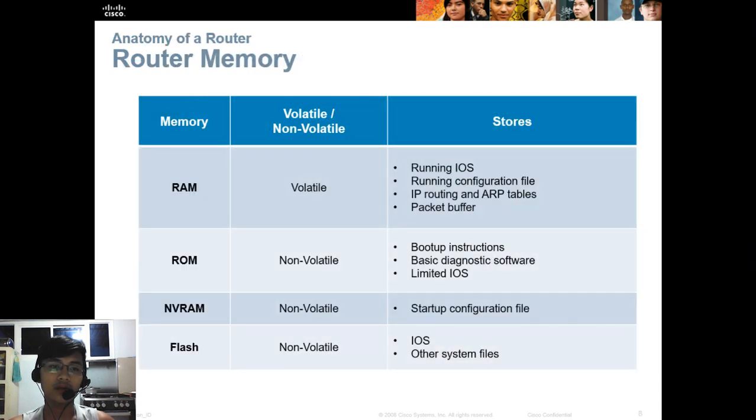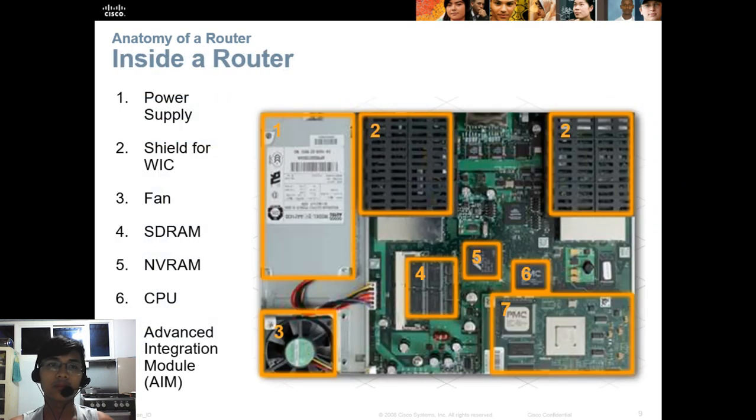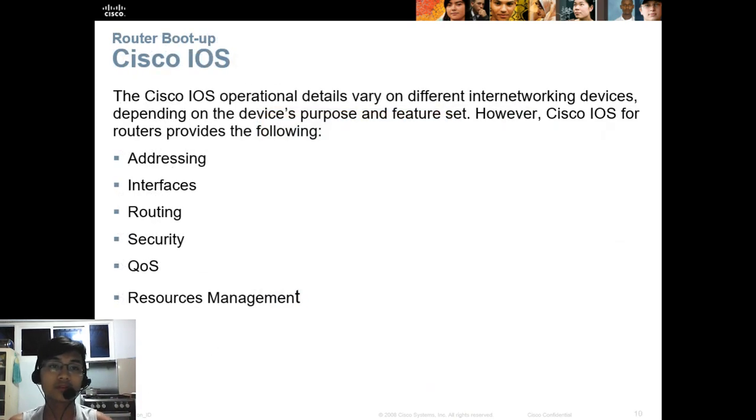Router memory: we have the RAM, ROM, NVRAM, and flash. The RAM is volatile, the ROM is non-volatile, and also the NVRAM and flash are non-volatile. Inside the router, we have the power supply, shield for WIC, fan, SDRAM, NVRAM, CPU, and advanced integration module. Cisco IOS operational details vary on different networking devices depending on the device's purpose and feature set. However, Cisco IOS for routers provides the following: addressing, interfaces, routing, security, QoS, and resources management.